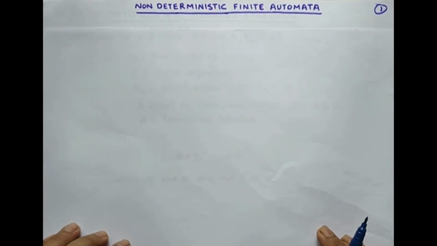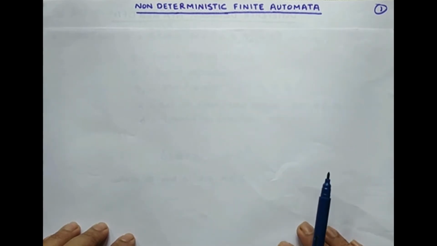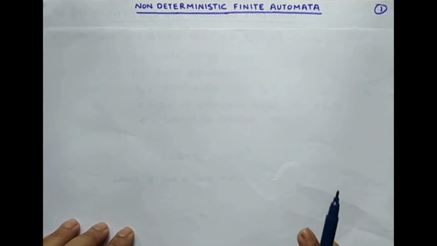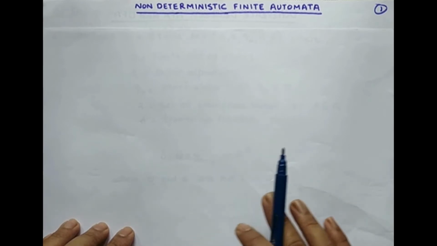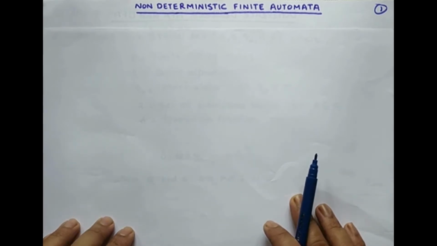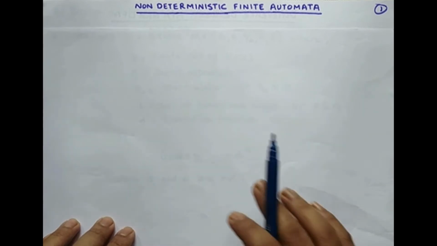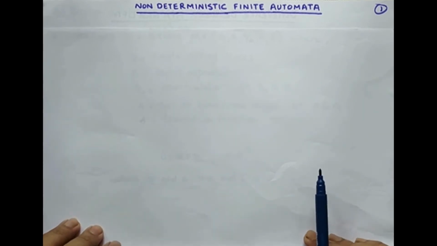Today we are going to start with the second unit, and in this second unit we are going to discuss non-deterministic finite automata. Now I have already discussed the difference between deterministic finite automata and non-deterministic finite automata. We will revisit it, but for now let us see the definition of non-deterministic finite automata.